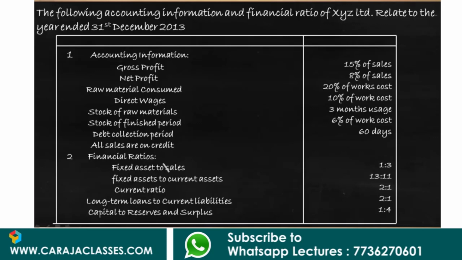Apart from that, we also have certain financial ratios. Fixed assets to sales is 1:3. Fixed assets to current assets is 13:11. Current ratio is 2:1. Long-term loans to current liabilities is 2:1. Capital to reserves and surplus is 1:4.